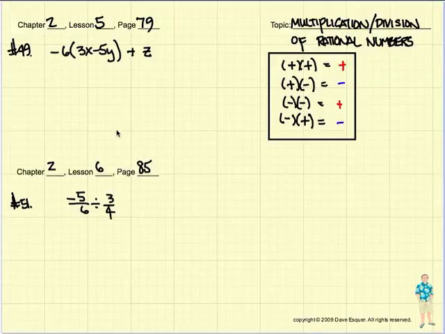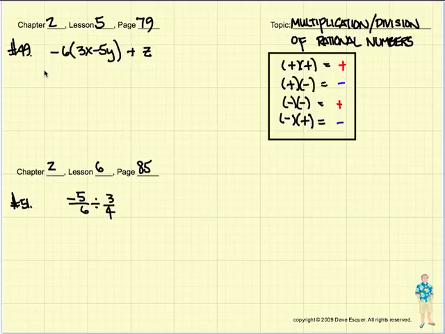Chapter 2, Lesson 5 and Chapter 2, Lesson 6. We're doing multiplication and division of rational numbers. I just made a little table, and you've seen it in class before. When we multiply two numbers together, and they are either both positive or both negative, their product will be positive. If we have the product of two numbers, one being positive and one being negative, or one being negative and one being positive, the answer is always going to be negative. So the quickie rule: same sign, positive; different signs, negative.